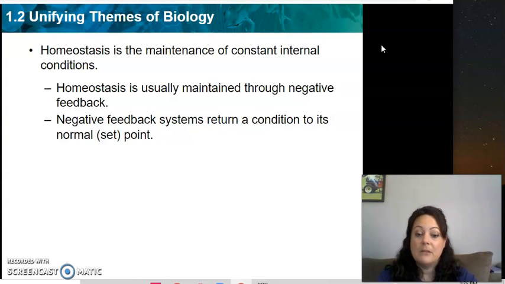Childbirth is another one. It's trying to get away from that equilibrium point. It's trying to accomplish something. These are more short-term solutions. Positive feedback loops are not long-term. The best example of a positive feedback loop is blood clotting.